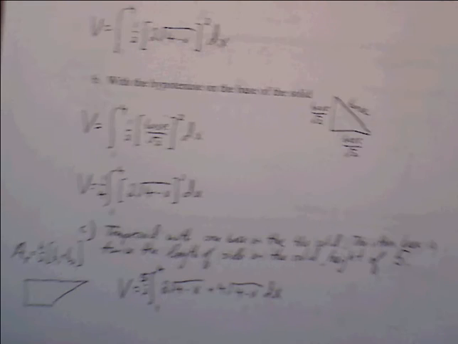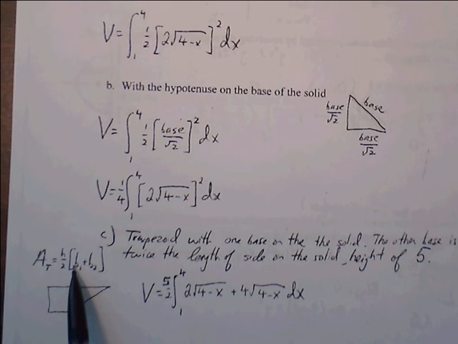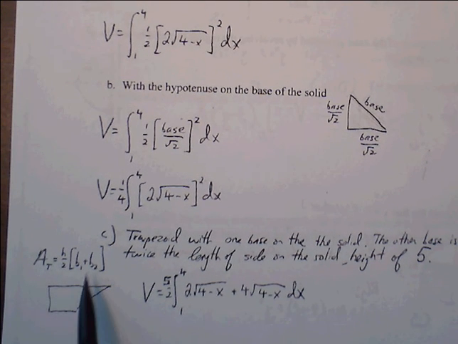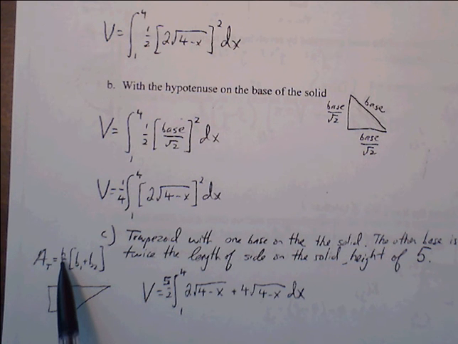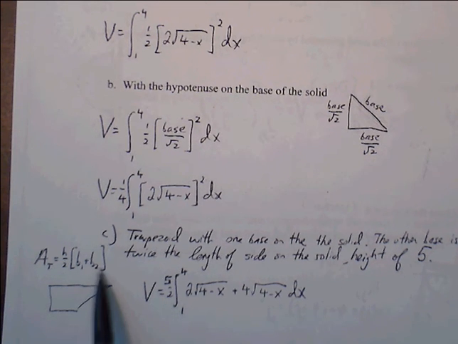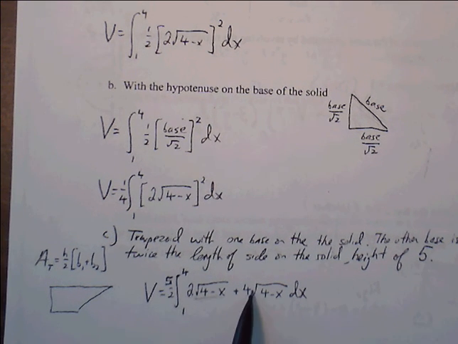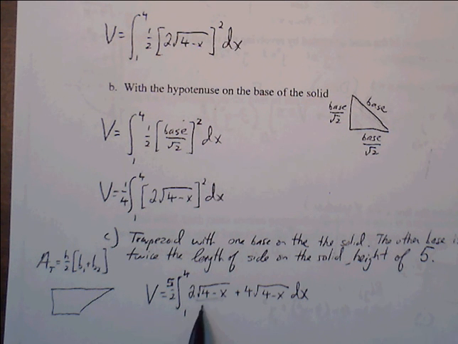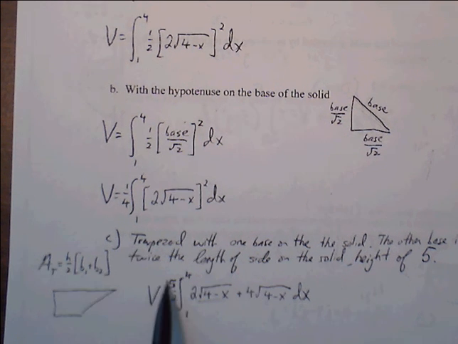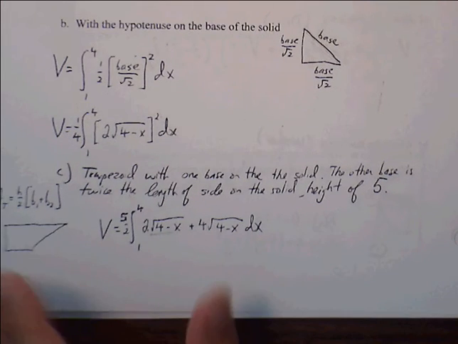Part C, trapezoid with one base on the solid. The other base is twice the length of the base of the solid. So the area of a trapezoid is height over 2, b sub 1 plus b sub 2. Okay, so we know the height is 5, so 5 over 2. And then the two bases, one base is going to be the 2 root 4 minus x, we know that. The other is going to be twice the length of that, so times 2, which will then be 4 root 4 minus x. So here's our formula. Height over 2, b sub 1 plus b sub 2 from 1 to 4. And then we also use our calculator to find the volume there.